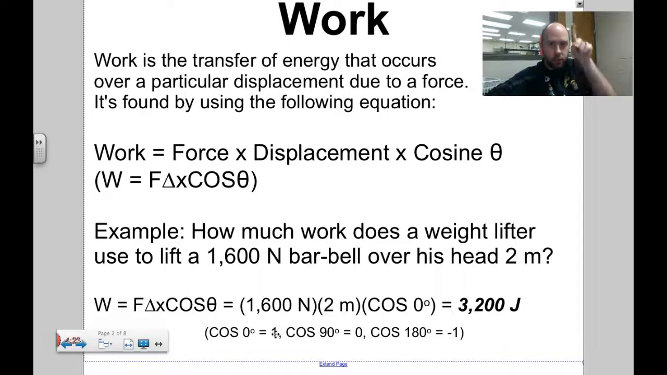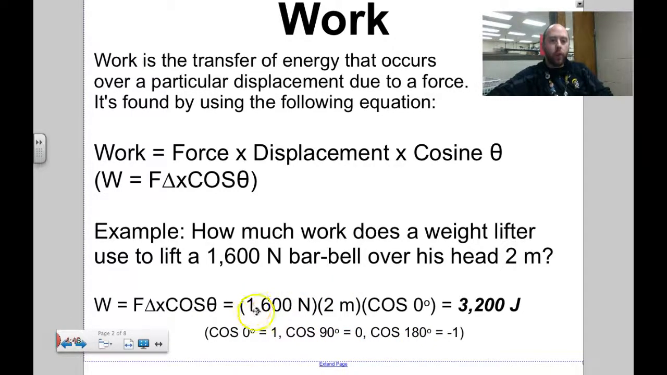Cosine of 0 degrees is 1. The cosine of 90 degrees is 0. Again, cosine 90 degrees is 0. And then cosine of 180 degrees is negative 1. Negative 1. Please get these 3 cosine angles memorized.